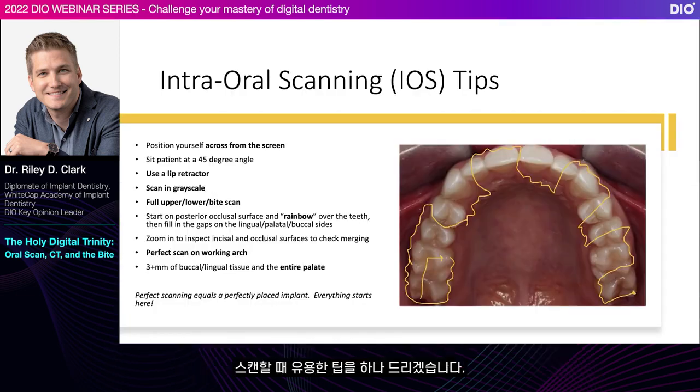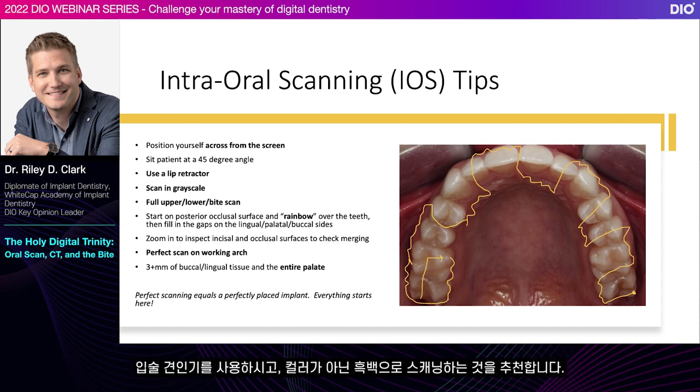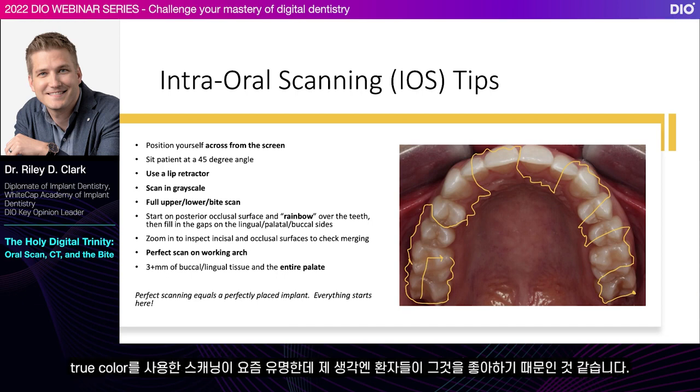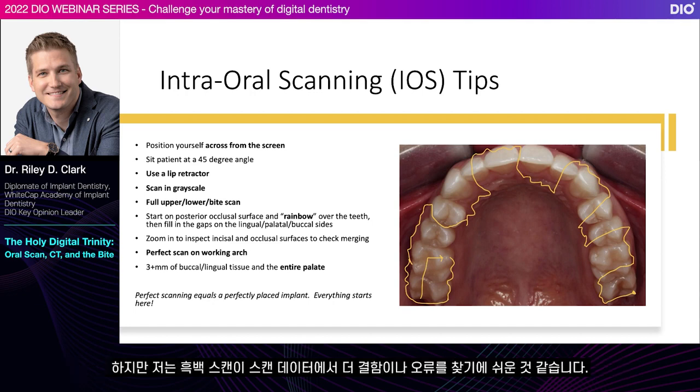Now here's a real practical tip when scanning. It's really important that the patient is seated at a more upright angle. I think that's more ergonomically appropriate for you. Use lip retractors, and then I really like scanning always in grayscale, not color. True color is a really popular way of scanning today because I think patients like it, but I do find that for myself, when scanning in grayscale, it's actually simpler for me to find any flaws or errors within my scan data.